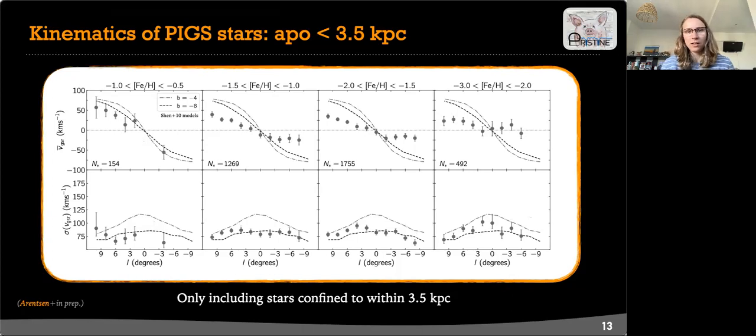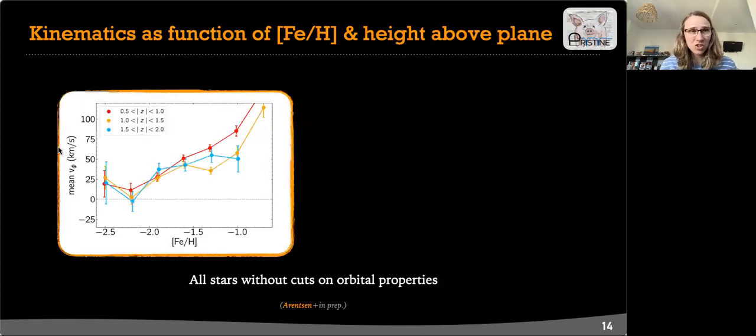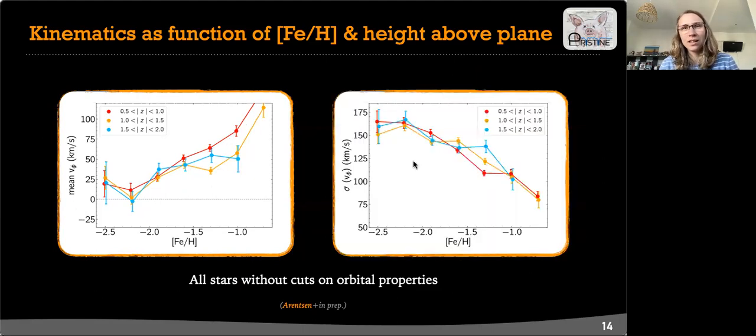We can actually use the tangential velocity of the orbit, so the velocity along a circular orbit, and see how that changes as a function of metallicity. So that is shown here in even smaller bands of metallicity, and we can see this decrease in the rotational velocity. And actually I'm plotting it here for different heights above the plane. And the closer you get to the plane, so the red, actually the velocity is higher. And here on the right-hand side is the velocity dispersion. It was a function of metallicity, and it's really increasing if you go to lower metallicity, as we saw before.